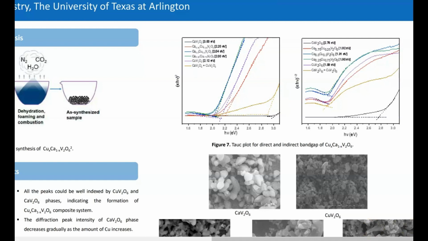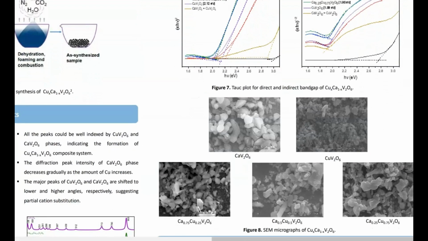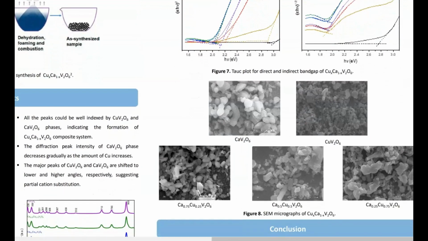And here our last images are scanning electron microscopy images. We can see the difference in size from the calcium metavanadate moving along with the different compositions. And finally, the copper metavanadate, which has a very small size compared to the calcium metavanadate.